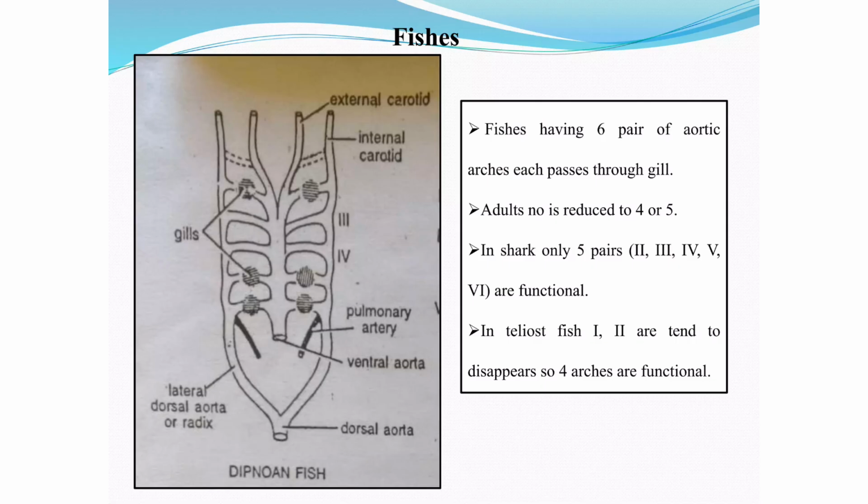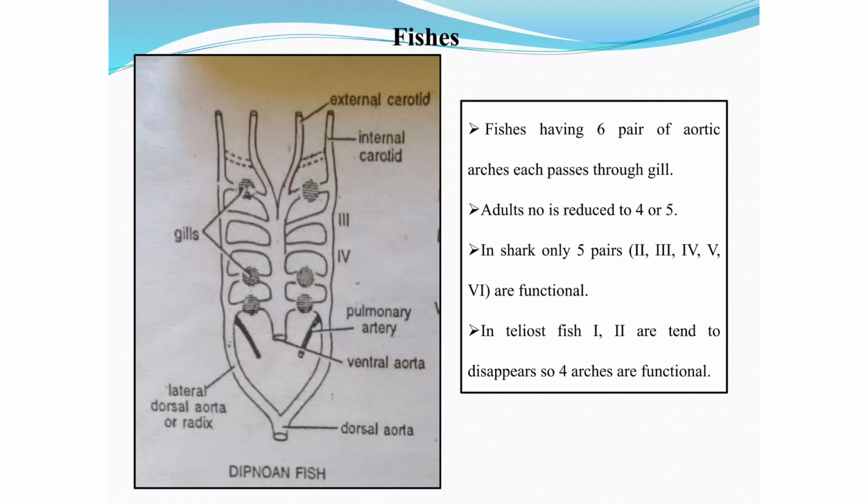In Polypterus and lungfishes, the gills are poorly developed, so a pulmonary artery arises from the 6th aortic arch on each side and supplies blood to the developing air bladder or lung. Each aortic arch is formed of two components, namely an afferent branchial artery and an efferent branchial artery.